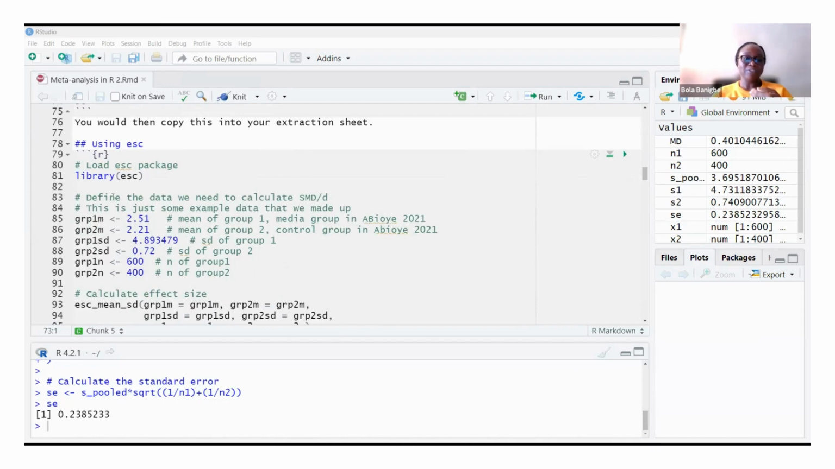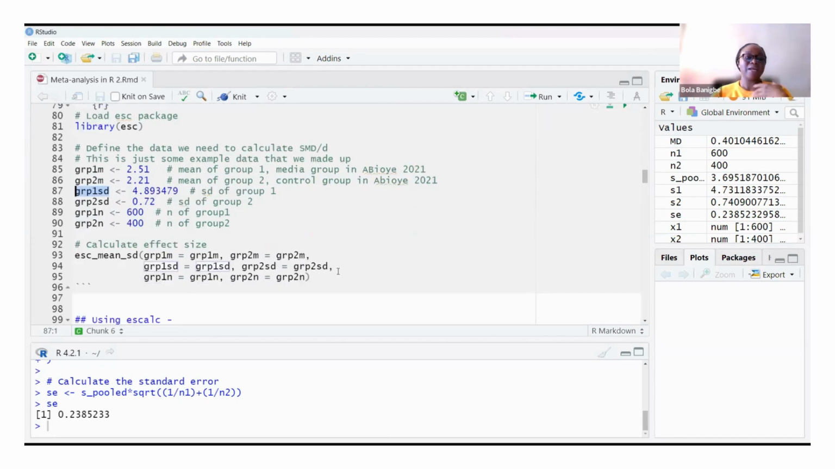This time around, you need to define the data that you need to calculate your standardized mean difference or the mean difference. And you are specifying what is the mean of group one, same information we used above, 2.51. This is the mean of group two. This is the standard deviation of group one, the standard deviation of group two, sample size for group one, and sample size for group two. And now you can calculate the effect size, which in this case is the mean difference.